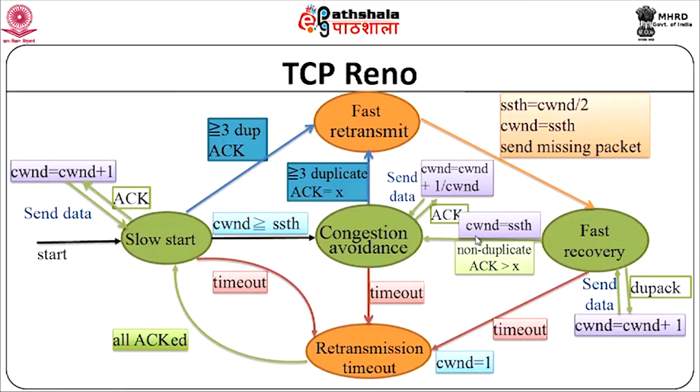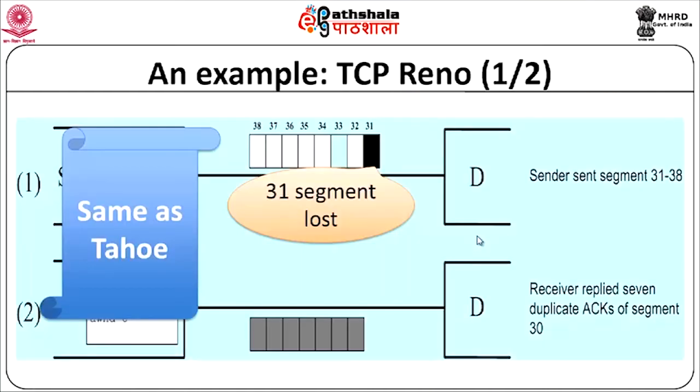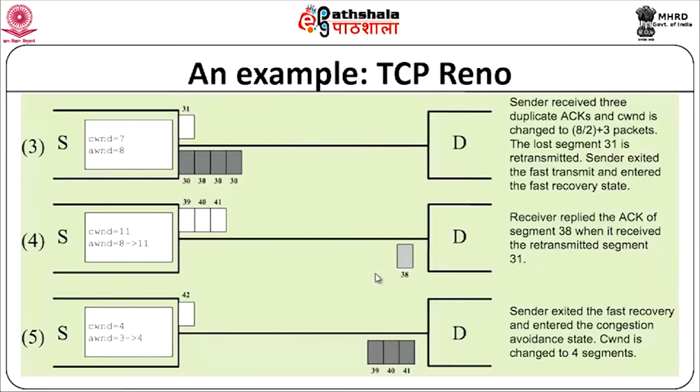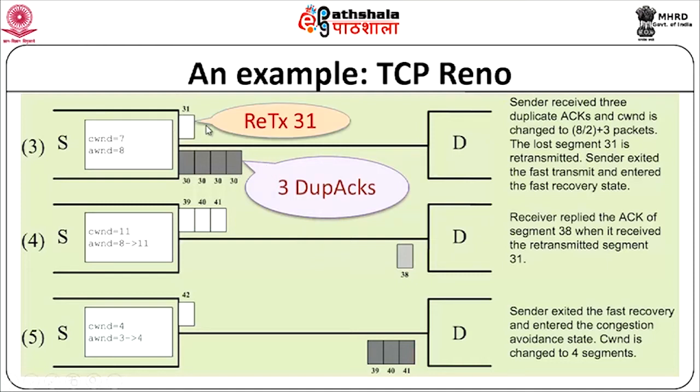for TCP Reno. Now looking at an example for TCP Reno, the first 2 steps are the same as in TCP Tahoe. I am losing packet number 31. As we said, there will be 7 duplicate acknowledgements sent because my window size is 8 and I have sent 8 packets. The moment it gets 3 duplicate ACKs, it is going to retransmit the packet, so packet number 31 will be retransmitted.